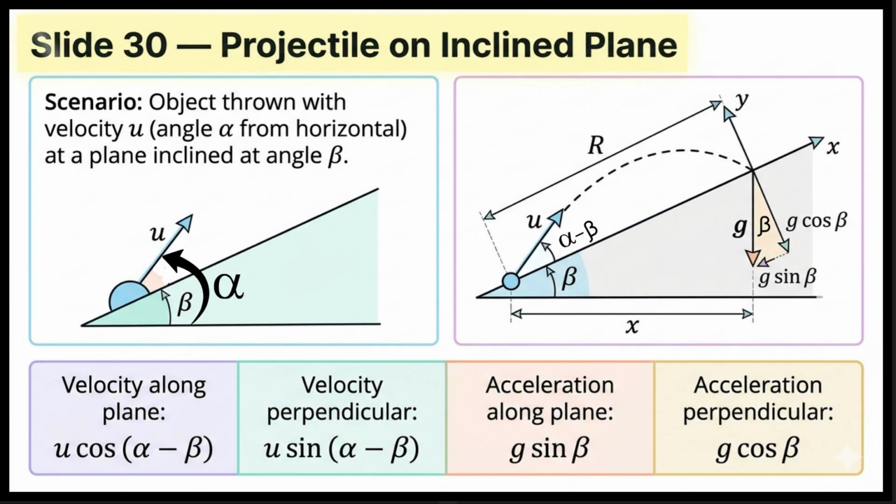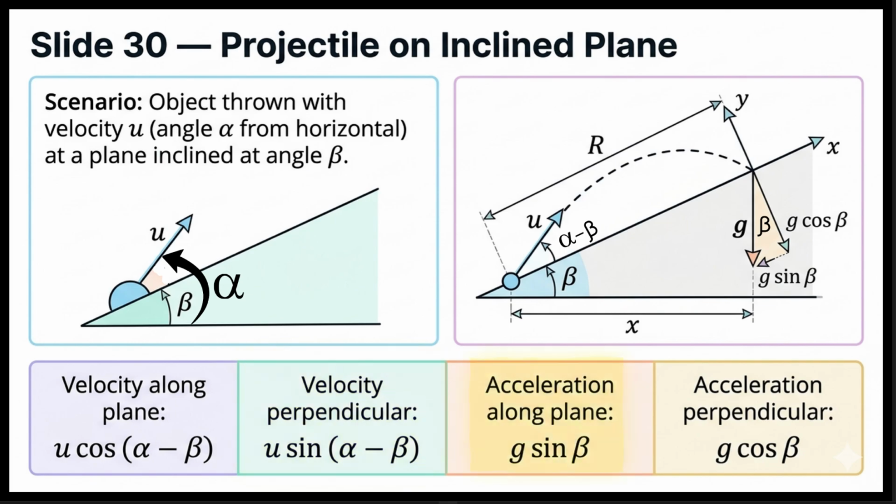Now the most complex projectile scenario. Launched from a surface tilted at angle beta from horizontal, with the object thrown at angle alpha from the horizontal. The key is to resolve everything along and perpendicular to the inclined surface, not the usual horizontal and vertical. Velocity along the plane at launch is u cosine alpha minus beta. Velocity perpendicular to the plane is u sine alpha minus beta.